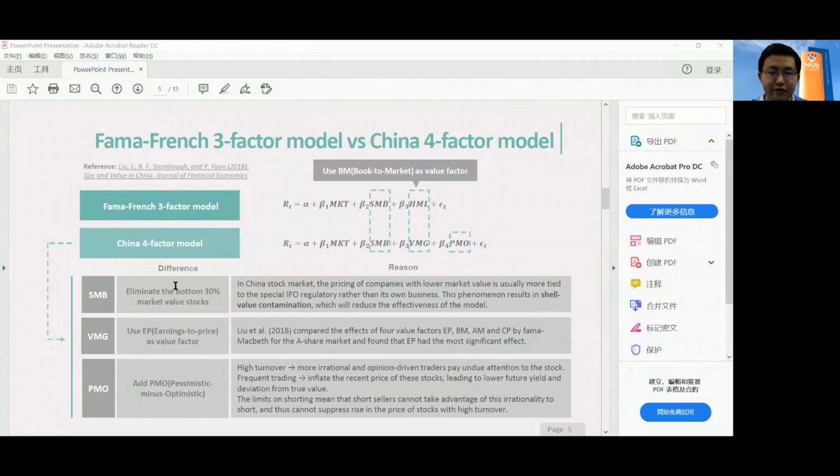We think we should clarify three important things. First, to construct the SMB factor, we must eliminate the bottom 30% market value stocks. Second, we use EP rather than BM to construct our VMG factor. Last, the sentiment factor is based on turnover data because it can reflect two phenomena. First, individual retail investors are the most likely sentiment traders, and individual investors are the major participants in China's stock market. Second, shorting a stock is extremely costly in China.